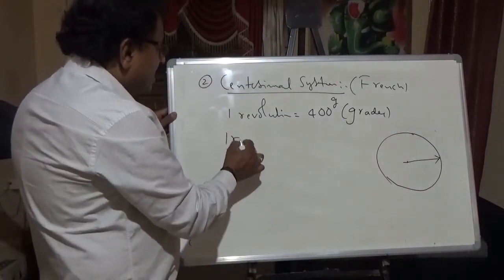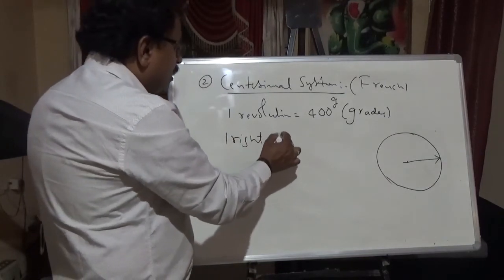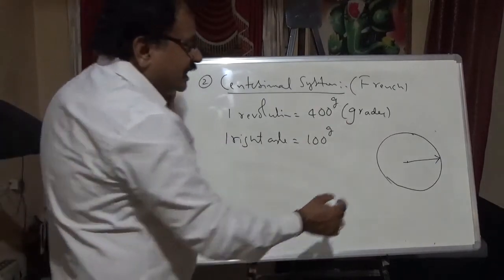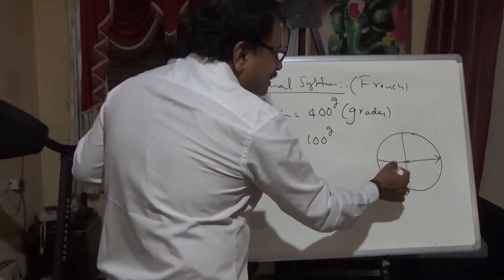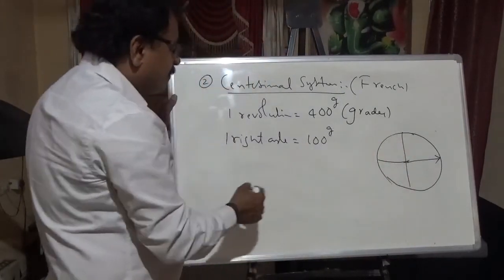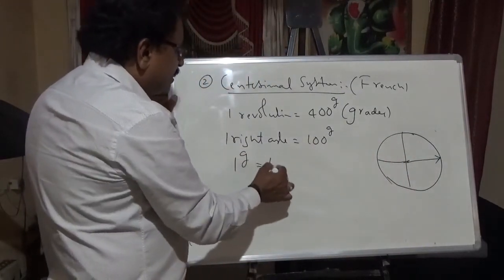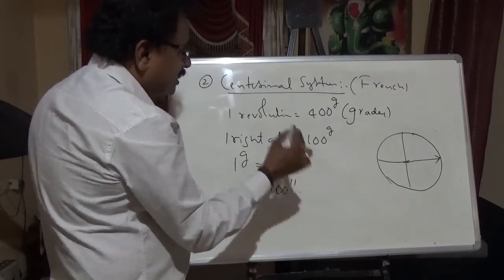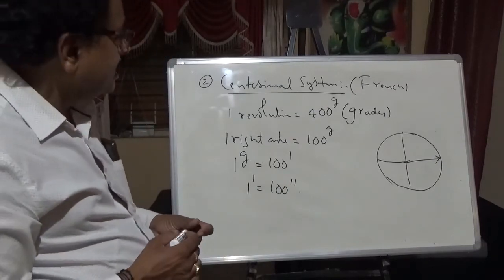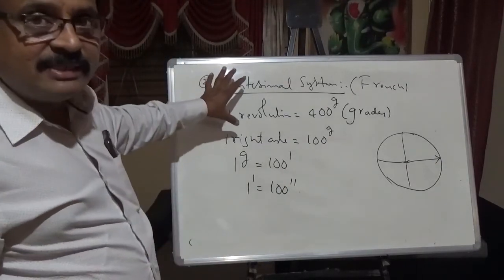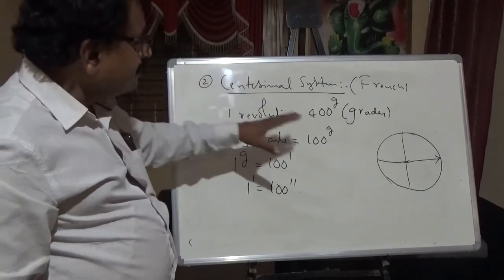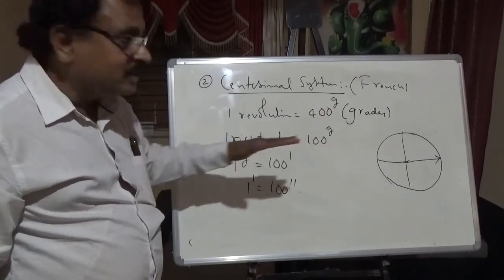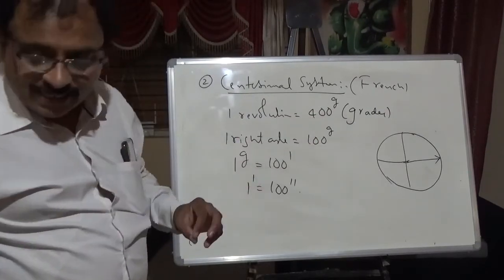One right angle is 100 grades. One right angle means, see, if you make it as 4 parts, 90, 90, 90, 90, that is 360. One grade is 100 minutes. 1 minute is 100 seconds. Like this. So this is the centesimal system, the grade system. One revolution 400 grades. One right angle 100 grades. One grade 100 minutes. 1 minute 100 seconds.